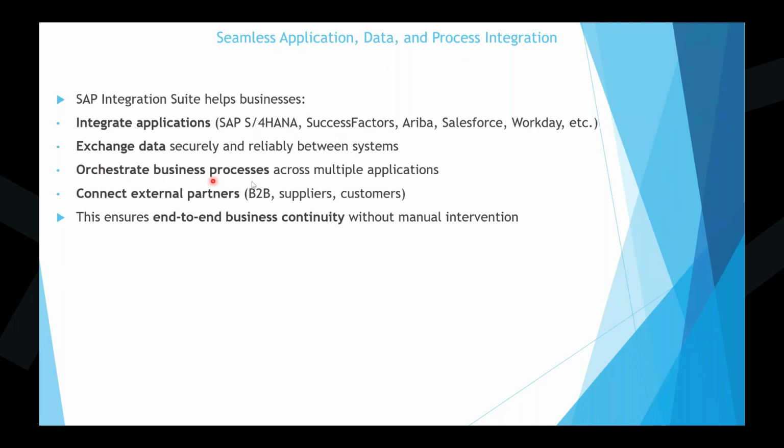Now, orchestrate business processes across multiple applications. So let us take the employee onboarding process. HR creates the employee in SuccessFactors. Integration should automatically create the employee in the payroll system, because we have done a connection between HR SuccessFactors as well as your payroll system. Then it creates the user account in the IT system. Then provisions the laptop through the asset management system. Then sends the welcome email. So all of this happens in a sequence. How? By having an orchestration business process.